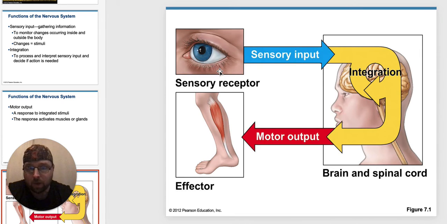All right, so there's 5 parts of this decision-making loop. We have to determine that there's something happening in the environment, so that's our sensory receptor. We have to send that information to our brain. That's part 2. In our brain, we have to integrate it. Then we have to send our response out to our effector organ. And our effector organ, 9 times out of 10, is a muscle or some type of gland. And that effector organ then carries out the response that we've decided.